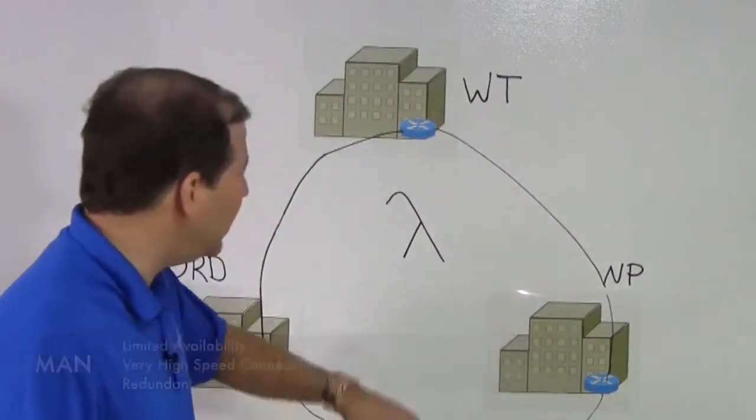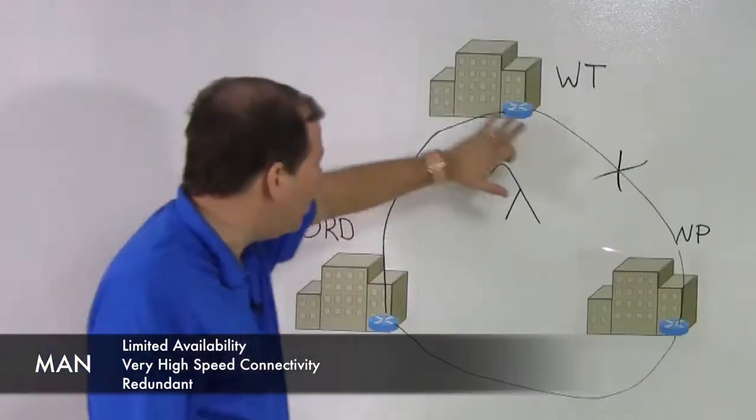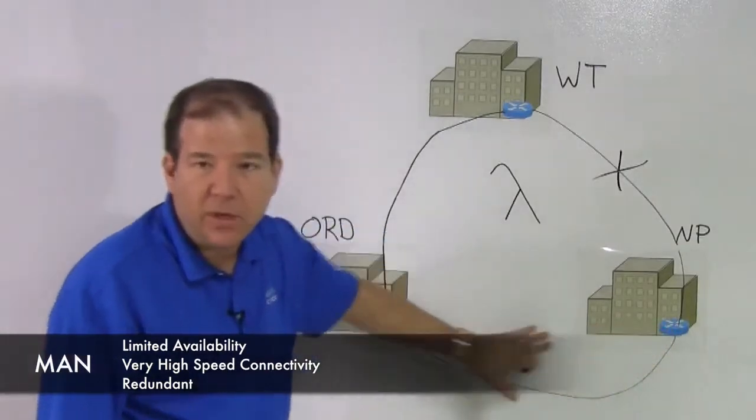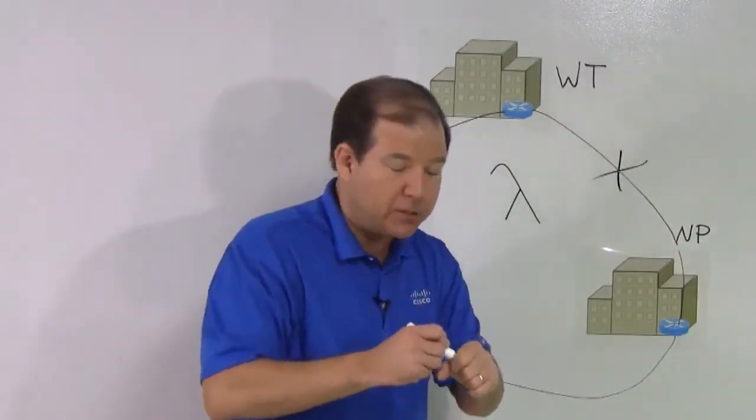So to sum up some of the characteristics of a metropolitan area network, it has limited availability. You're not going to find it in every city, but if you have office locations that can tap into a service provider, you can get very high-speed connectivity between your offices. You can even have some redundancy. Notice that we could lose this part of the connection. This fiber could be broken, but we've still got full connectivity between our offices because we're connected in that ring fashion.